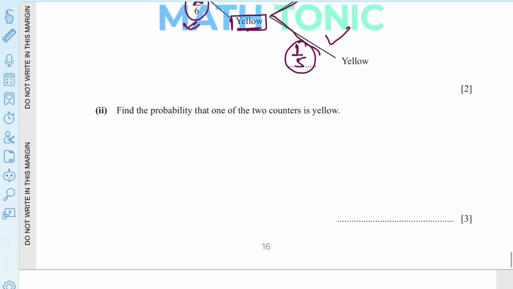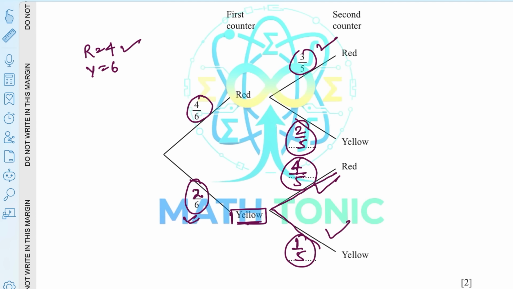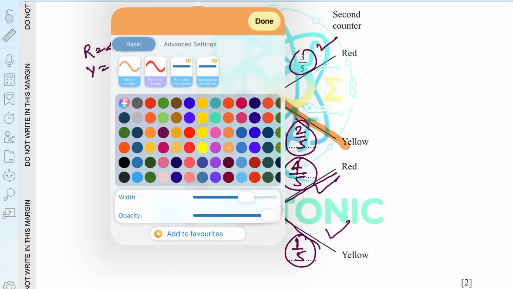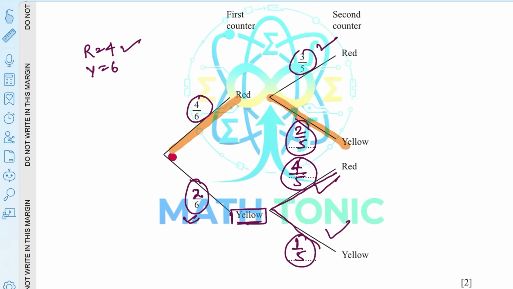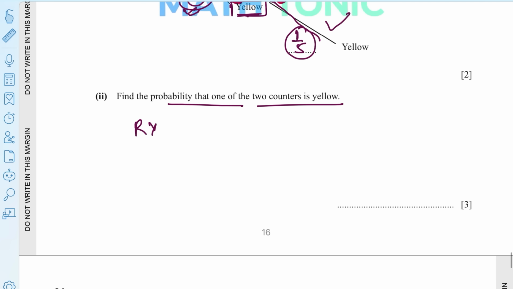Next, find the probability that one of the 2 counters is yellow. What does it mean? It means that it would be red and yellow, right? And it would be yellow and red. This is the outcome we are getting. Clear? So this will be red and yellow, okay? And this is yellow and red. One will be red. So we can say red and yellow plus yellow and red.